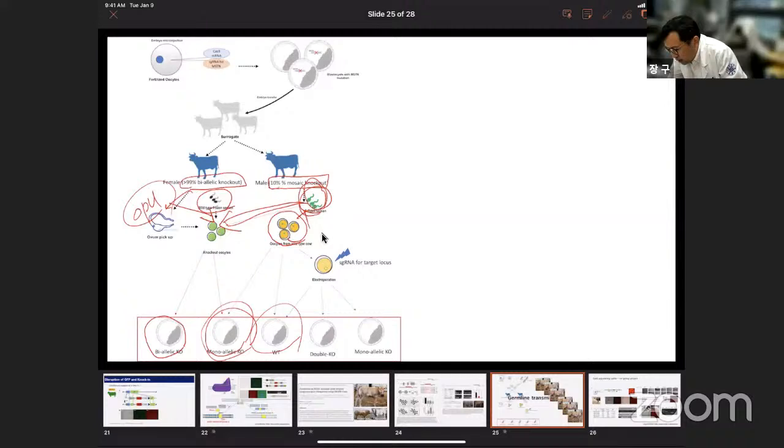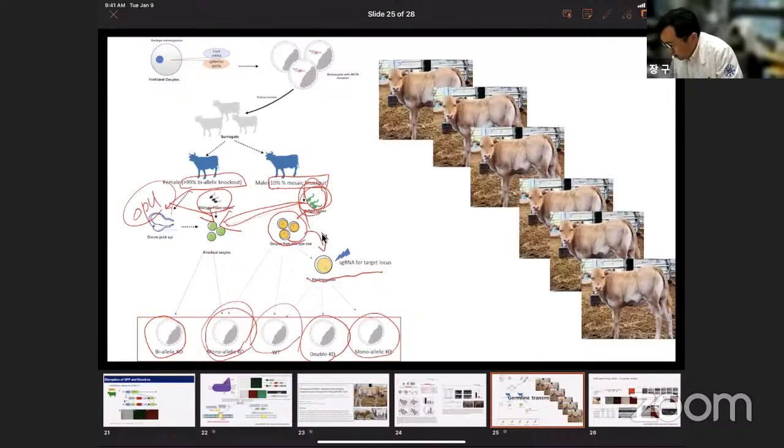Then some of those embryos will be used for electroporation. We can see another engineering, the double knockout and monoallelic knockout. Hopefully, we will see a lot of these myostatin cattle next year, because nowadays we are freezing the embryos and doing IVF to expand the mutated cattle.